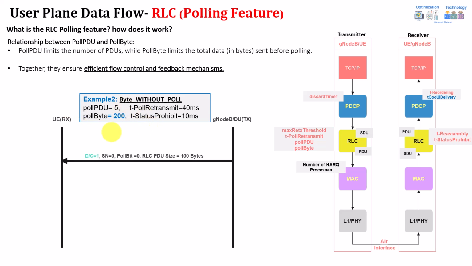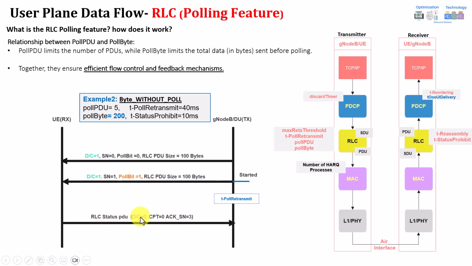And here, assuming that the first packet sent, the size of this RLC PDU, was 100 bytes, the second was 100 bytes. Since both of them add up to 200, which is this one, then here it will be requesting, as you can see, poll bit 1. So here the receiver again will be sending the feedback with acknowledgement for sequence number 3. Together, poll PDU and poll byte ensure efficient flow control and a feedback mechanism in general. Okay, so this was explaining the first 2 parameters, poll PDU and poll byte.